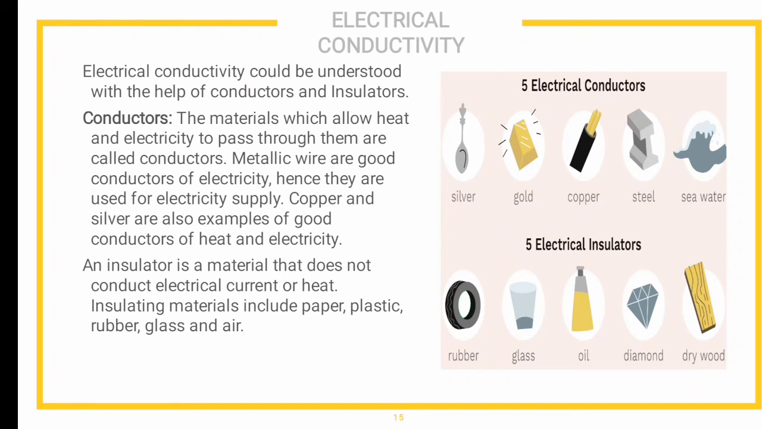On the other hand, we have insulators. An insulator is a material that does not conduct electrical current or heat. Insulating materials include paper, plastic, rubber, glass and air. These are the items which do not pass the electricity or the heat. If you are cooking and you are using a rubber handle on your steel spoon, you will not feel the heat, until the food enters your mouth. So that's an example of electrical conductivity.